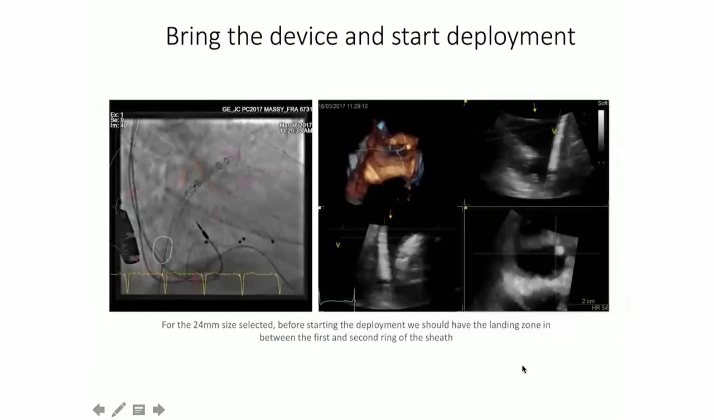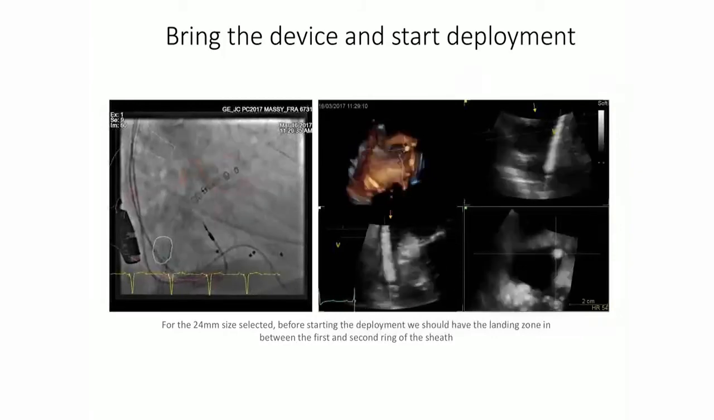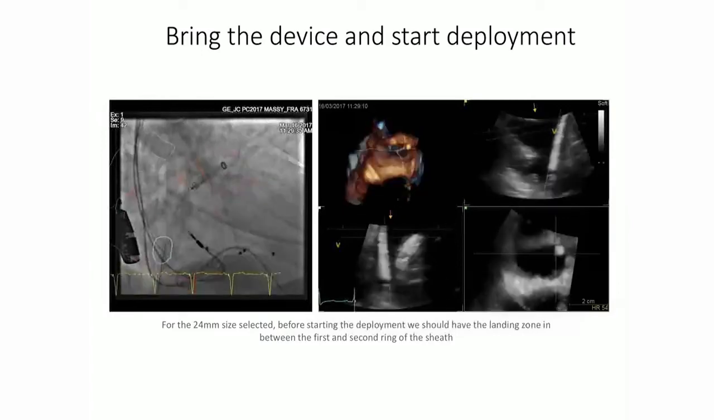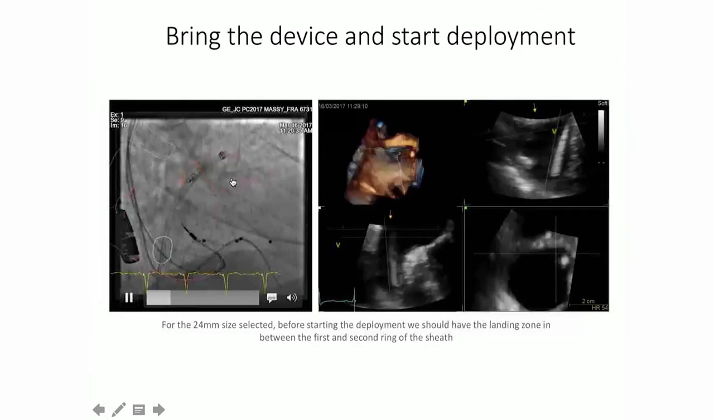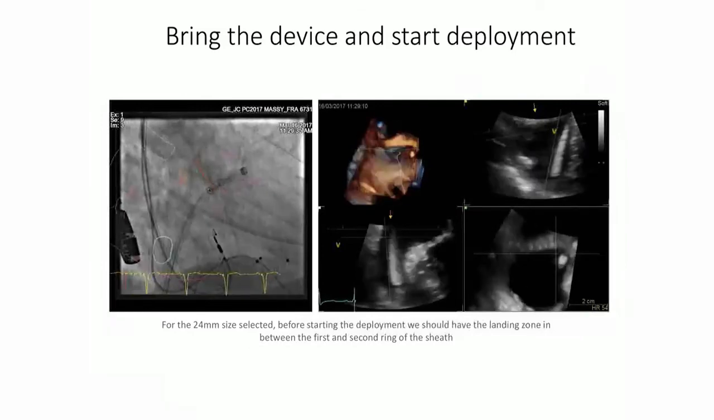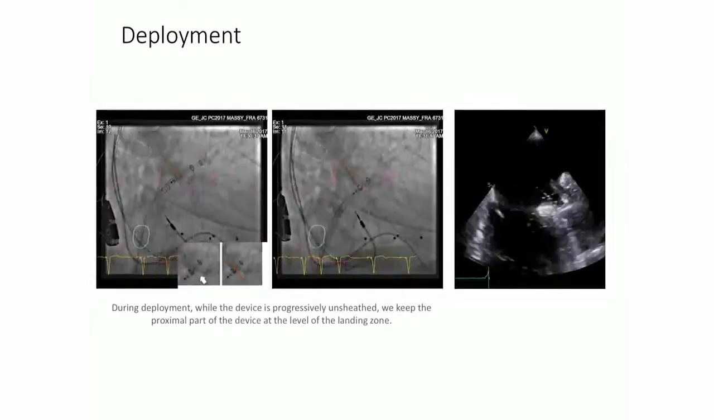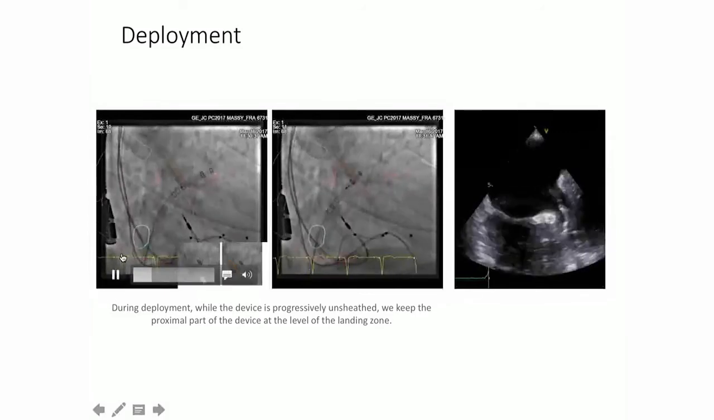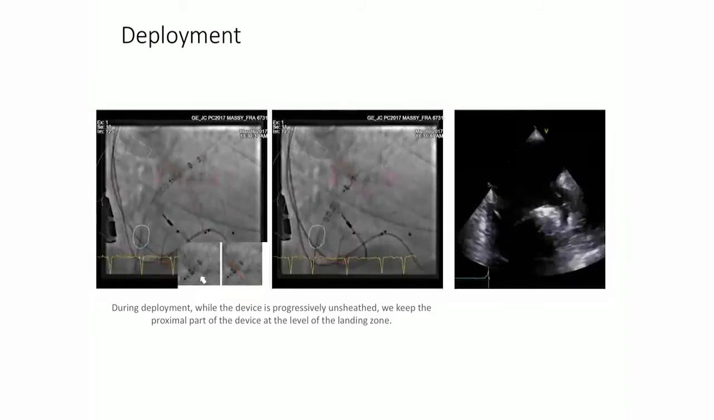So the next step is to start advancing the device slowly. For the 24 millimeter device size as we've selected, we should have the landing zone in between the first and the second ring of the sheath, which are shown here, which means that we have to retract the sheath slowly as we advance the device. So this is what we're doing here. So we're slowly, during the deployment, retracting the sheath and advancing the device.